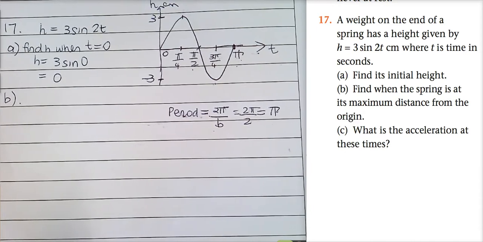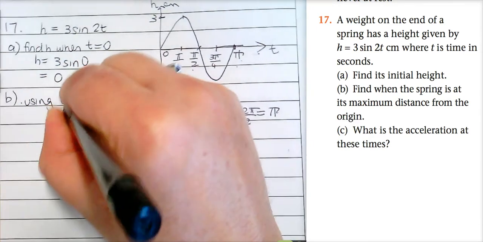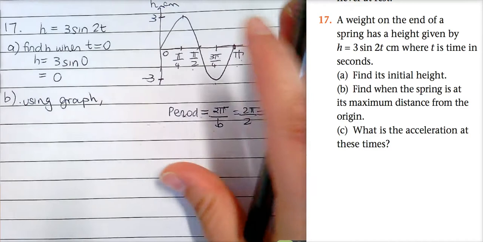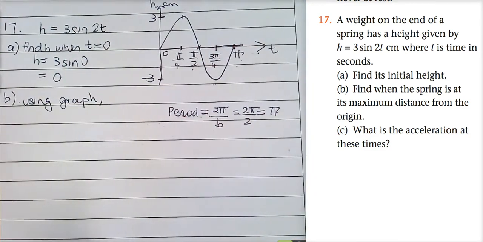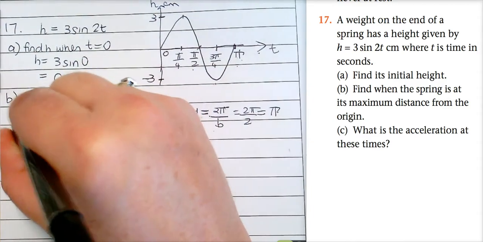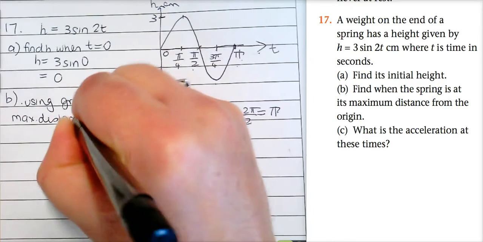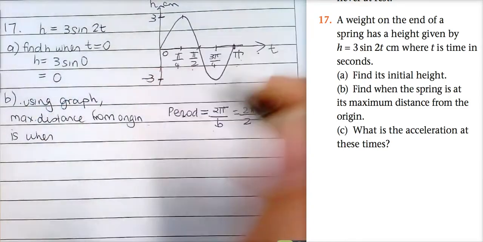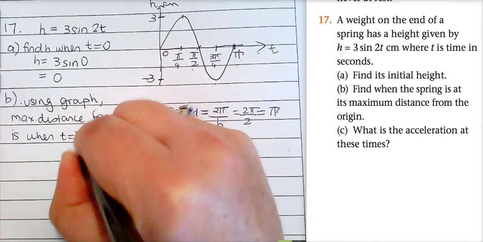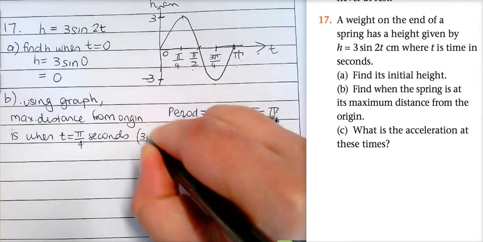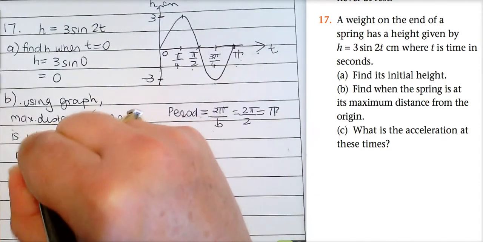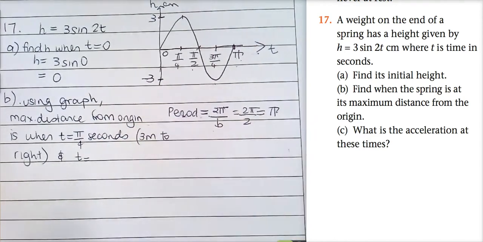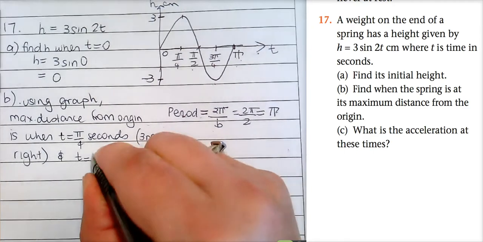Well, wouldn't it be, so using the graph, look, when you do extension and simple harmonic motion, you'll always be doing this sort of stuff anyway, and you're going to be more comfortable using the graph anyway. So using the graph, maximum distance from the origin, and I think you are meant to use it, but we will differentiate, is when t equals pi on 4 seconds, where you are 3 metres to the right. And I'm also going to put the negative one because they want maximum distance.